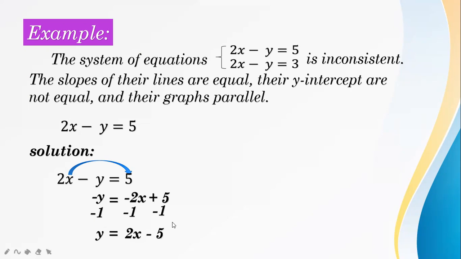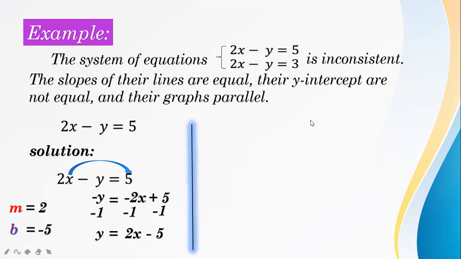Then we have negative 5. And therefore, your slope is positive 2. So the slope is positive 2, and your y-intercept is negative 5. So this will be your slope and this will be your y-intercept. And this will be the slope-intercept form.